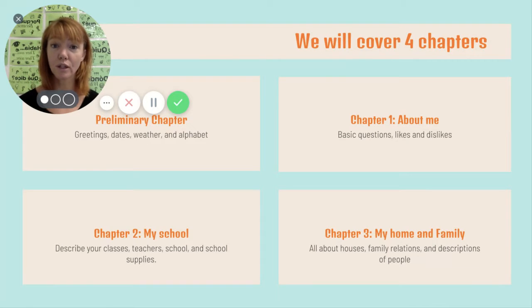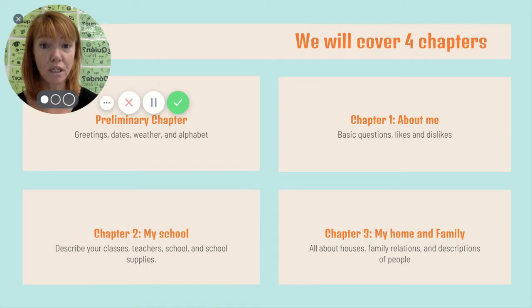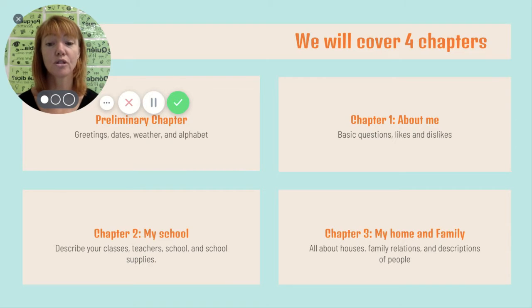In chapter 2, we'll learn how to talk about our school. This is where you learn how to say which classes you have, who your teachers are, what time your classes are. You'll even be able to begin to talk about what you do in classes. So talking about action. You'll learn to describe the school building and what supplies you need for each class. Chapter 3, our last and final chapter for the year, is all about houses and families. You'll learn how to say who is in your family, what those family members are like. You'll be able to describe your house and talk about the house of your dreams.